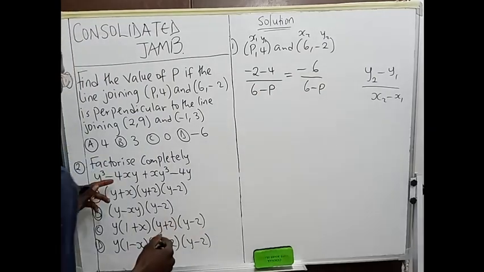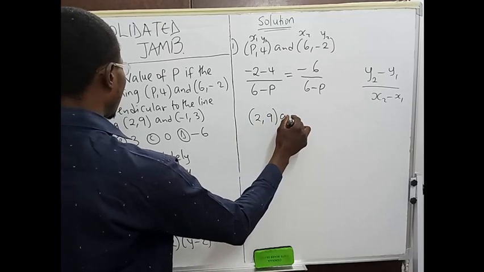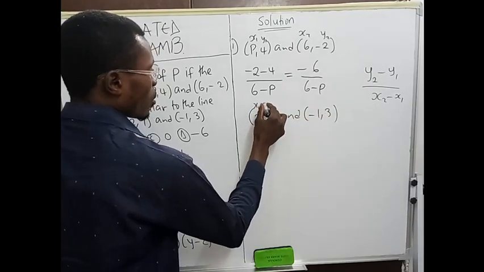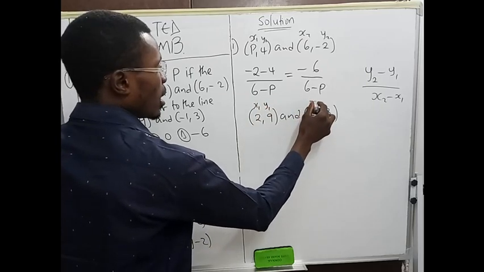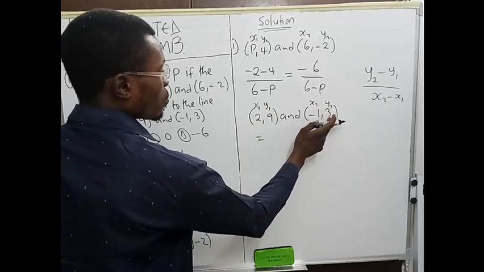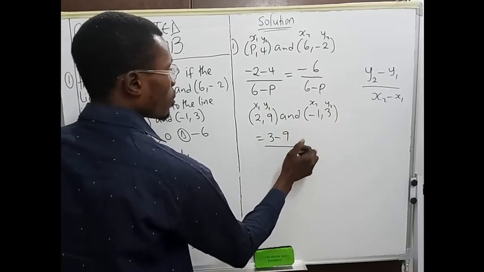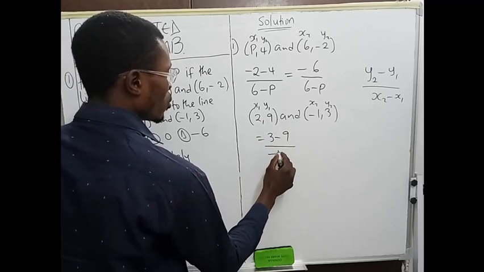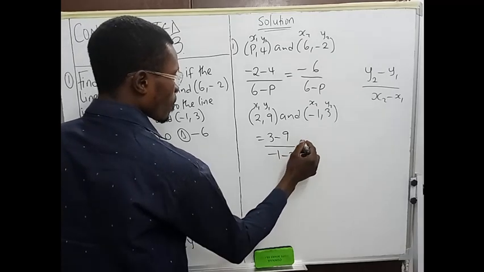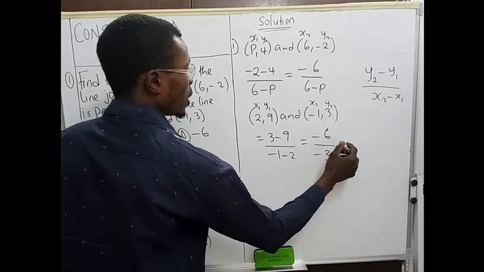Okay, for the second set, you have (2, 9) and (-1, 3). This is our x1, y1, x2, y2. So apply the expression. This is going to give us 3 minus 9 over -1 minus 2, sorry. And this will give us -6 over -3.